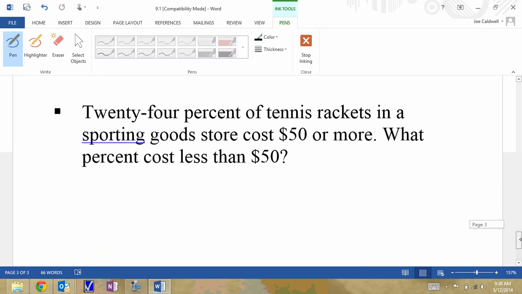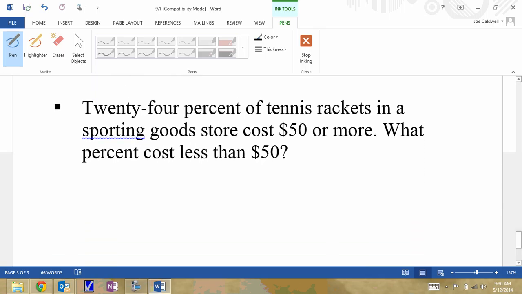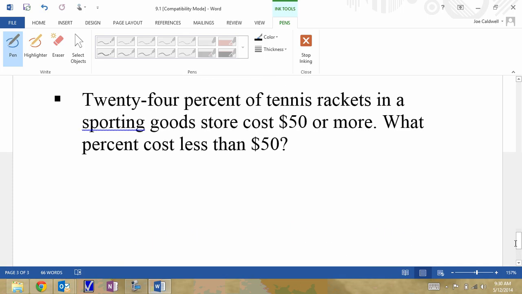Now, percents are one of the most useful things in the real world. When we talk about tips, you would need to know percent. Something on sale, something marked up, sales tax, to figure out how much tax you have to pay on things, you need to know percentages. So this will be a very useful topic. So if 24% of tennis rackets in a sporting goods store cost $50 or more, what percent costs less than $50? So we have 24% costing $50 or more. What percent costs less than $50?